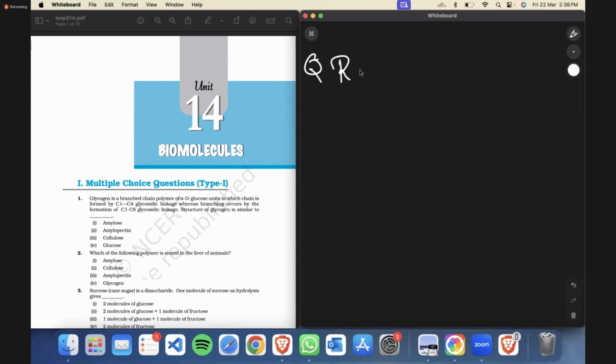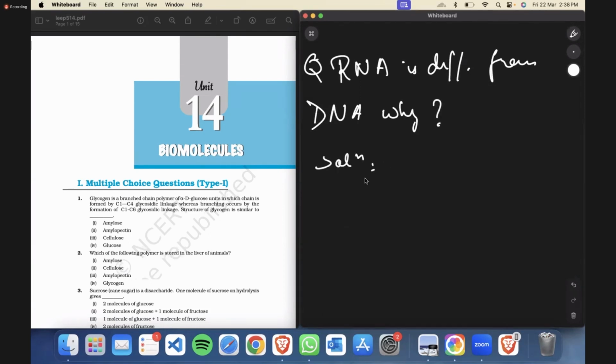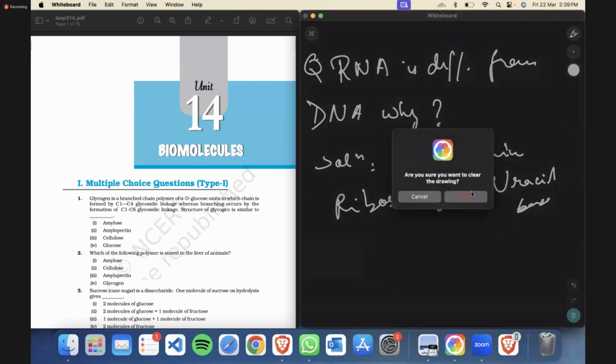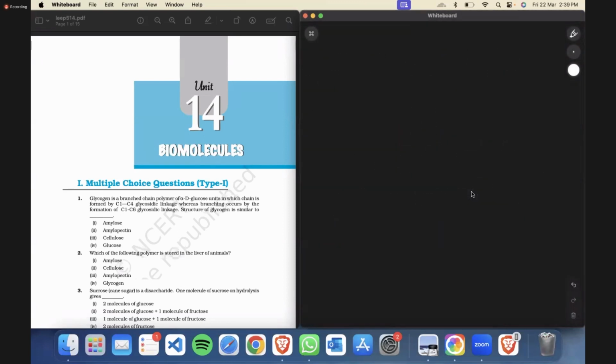Next question: RNA is different from DNA. Why? RNA is different from DNA because RNA contains ribose sugar and uracil base. Again, the same question came, which asked which base is present in RNA but not in DNA. So the answer is uracil.